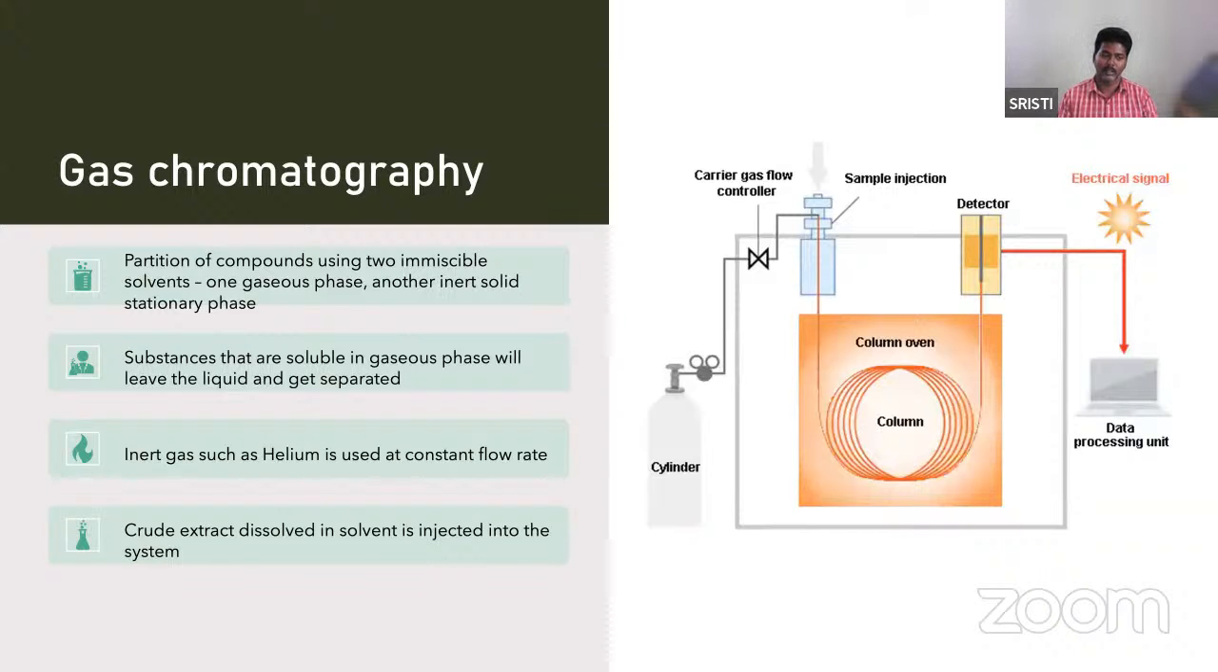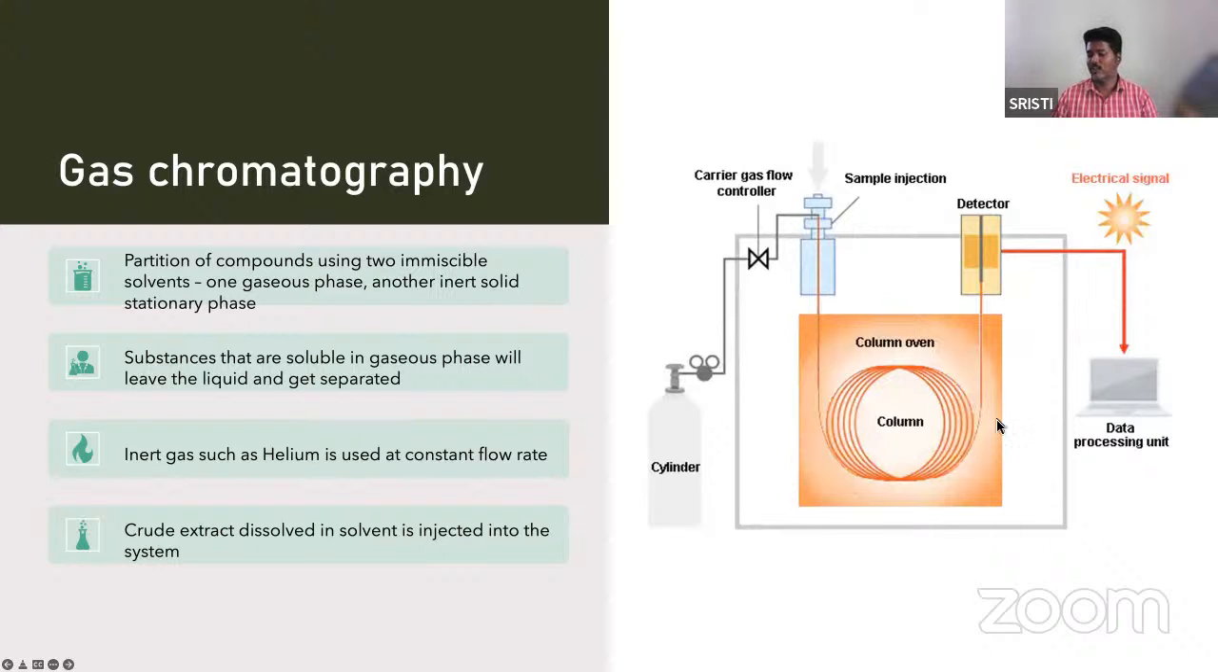In all the other systems we saw, a liquid solvent system was used. Here we are using gas as a mobile phase. Crude extract is dissolved in solvent and is injected into the system. Here you can see in this figure, there is a sample injection port, which is connected to a carrier gas flow controller and a gas cylinder. That gas cylinder is mostly an inert gas. And then the sample injector is connected to a column.